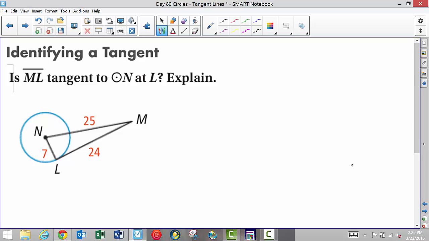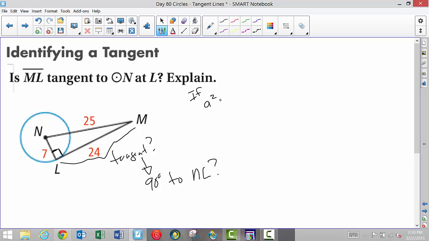So let's apply Pythagorean theorem and see if we have a tangent. I want to know, is ML a tangent line? Well, if it's tangent, it has to be 90 degrees to NL. If this is 90 degrees, it's going to create a right triangle. How do we know if a right triangle is true? We have to test to see if Pythagorean theorem is true. Remember, if a squared plus b squared equals c squared, we have a right triangle. And remember that c is always the longest side in any triangle.